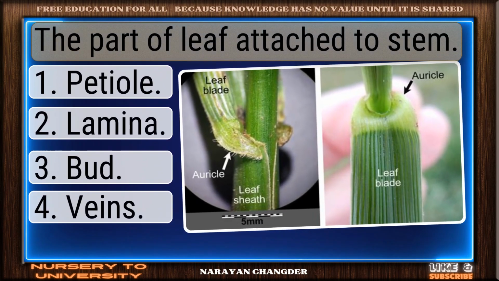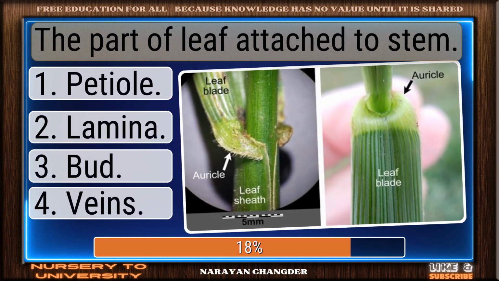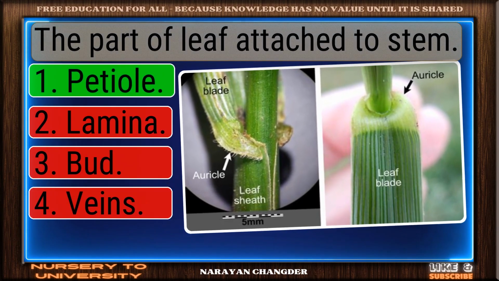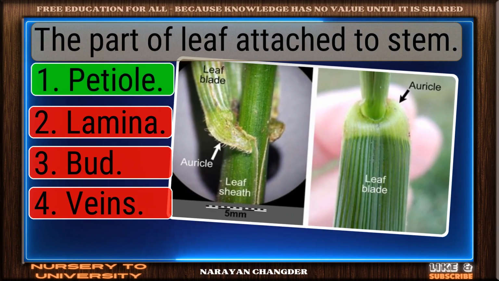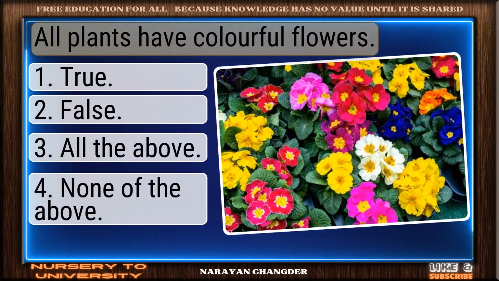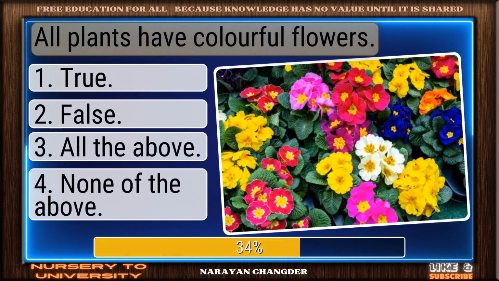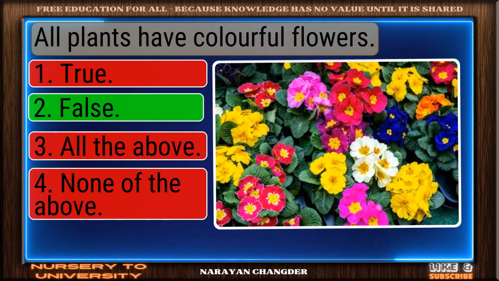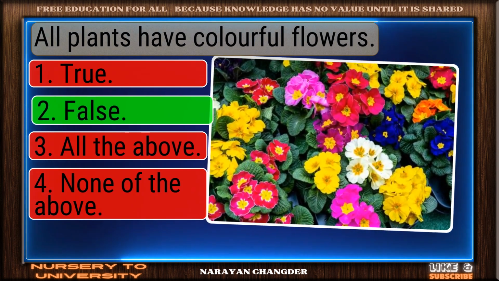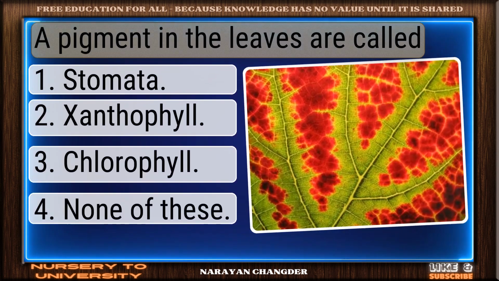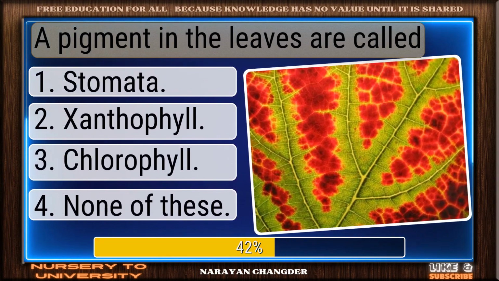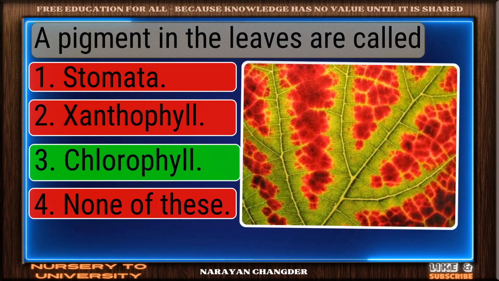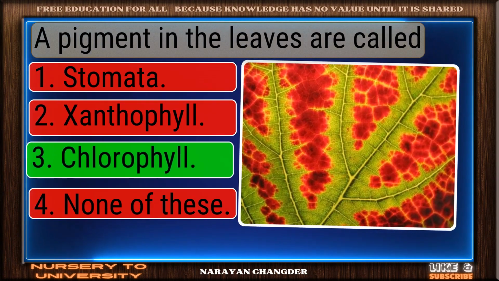The part of the leaf attached to the stem. Great thinking. Petiole is the right choice. All plants have colorful flowers. On track. False is the correct answer. A pigment in the leaves is called. Smart move. Chlorophyll is an accurate answer.